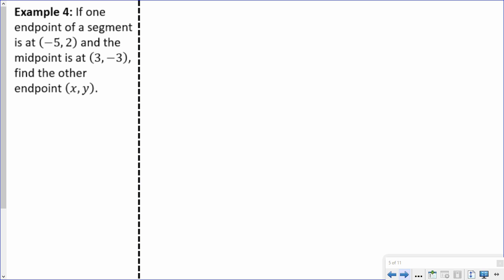All right, the last example for midpoint is if one endpoint of a segment is at -5, 2, and the midpoint is at 3, -3, find the other endpoint. So this time, this is the situation we have. And again, I'm not actually putting it in the coordinate plane in the correct spots, but this time we're given one endpoint and we know the midpoint, and we're trying to figure out what this other point is.